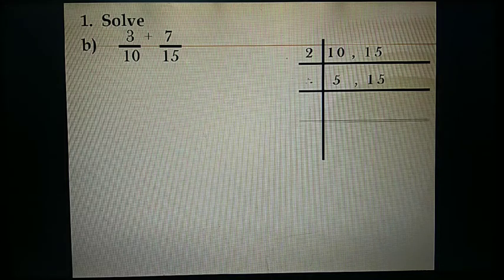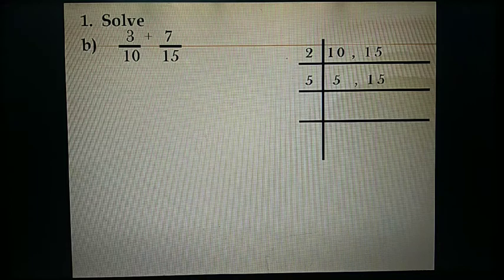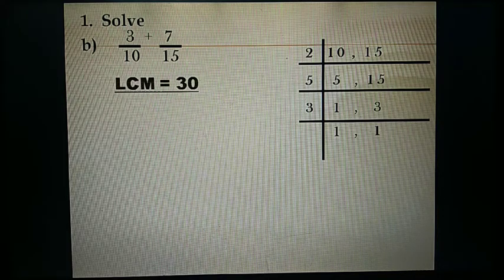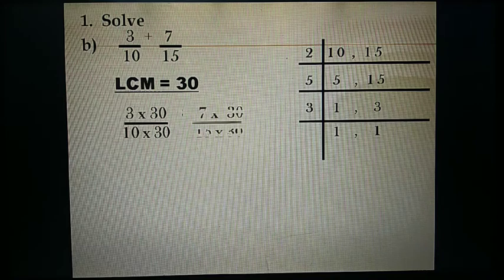Now, I am using 5, the prime number. Yes, you will get 5 ones and 3, as only 3 is left, so we can write here 3, 1, 1. Yes, now the LCM is 30. When you multiply the numbers you are getting on the left hand side, you will get the LCM. Again, multiplying both the fractions by the LCM.